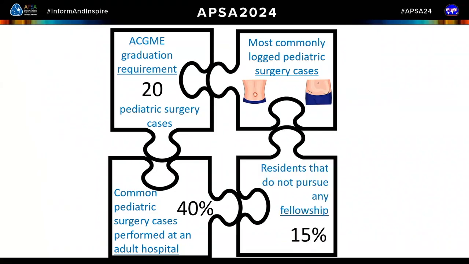Around 15% of all graduating general surgery residents do not pursue any fellowship. Therefore, readiness to perform certain subspecialty procedures at the completion of residency might be necessary, especially for those who are practicing in communities that may not have access to a fellowship-trained pediatric surgeon. Unfortunately, we know pretty little about the preparation of general surgery residents to perform the most common pediatric surgery procedures at the completion of graduation.